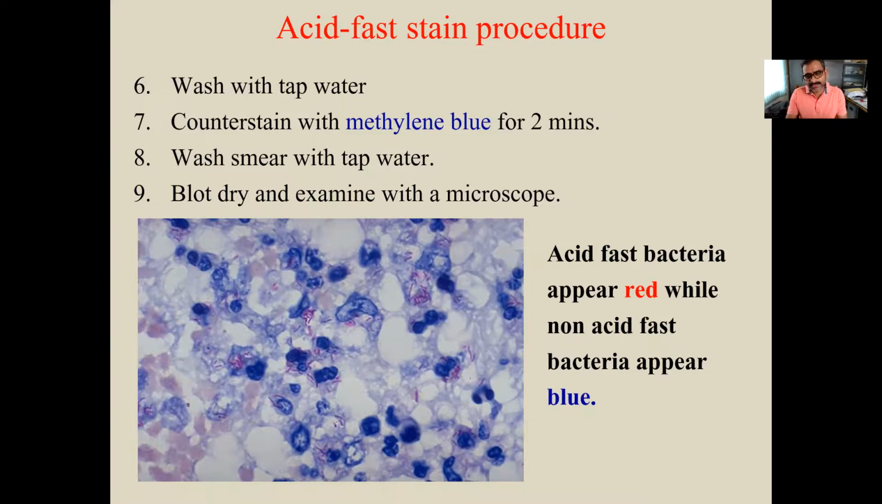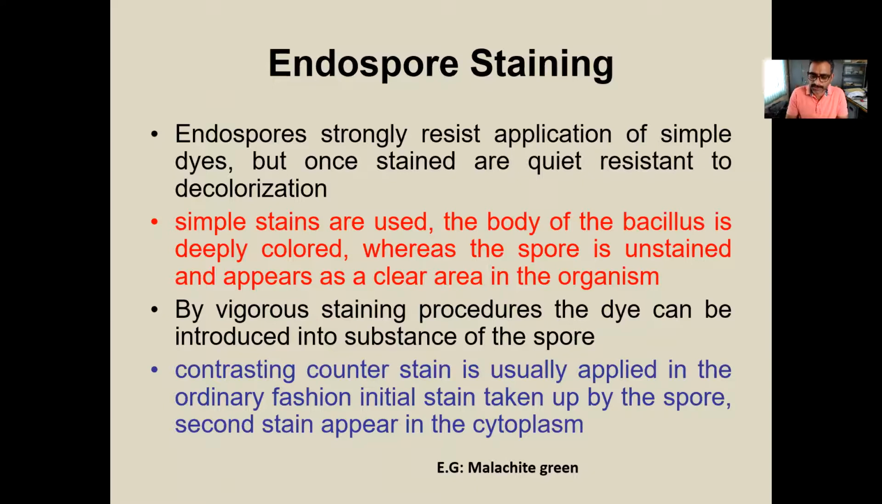Next, another similar method of staining is endospore staining. Similar to mycobacterium, which have a waxy layer that is difficult to stain, even the endospore will not easily take the stain. Staining endospores also requires heating on a steam bath, similar to acid fast staining. Endospores strongly resist simple dyes, but once stained, they are quite resistant to decolorization.